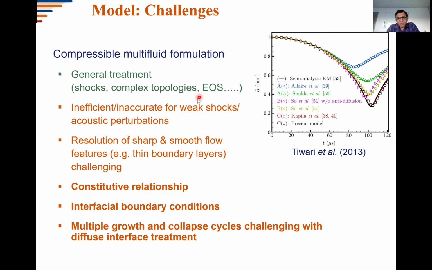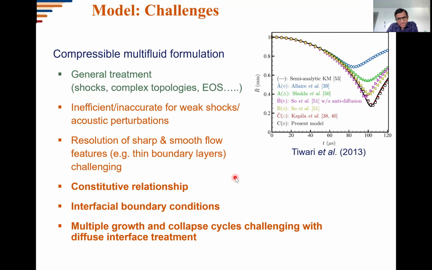But the tools that are available to do these accurate shock wave transmissions are typically inefficient and inaccurate for weak shocks or acoustic perturbations. And that is just because of the way in which artificial viscosity or numerical dissipation is added to stabilize such methods. And then the resolution of these sharp flow features, thin boundary layers, and taking constitutive relationship, Newtonian or even a non-Newtonian viscosity, becomes very challenging.